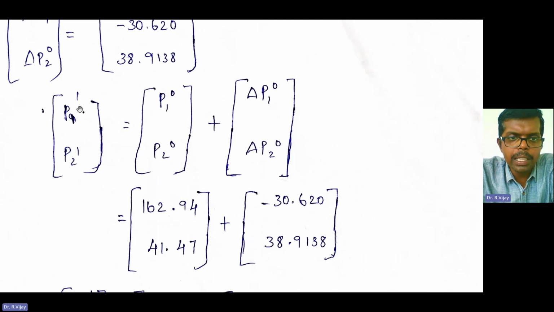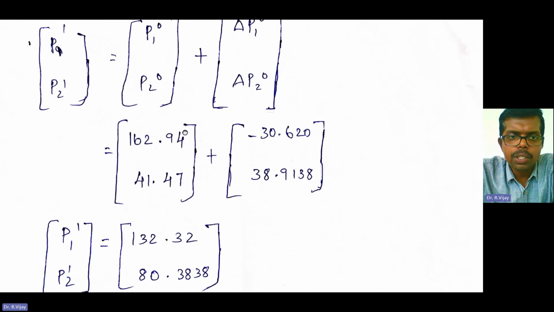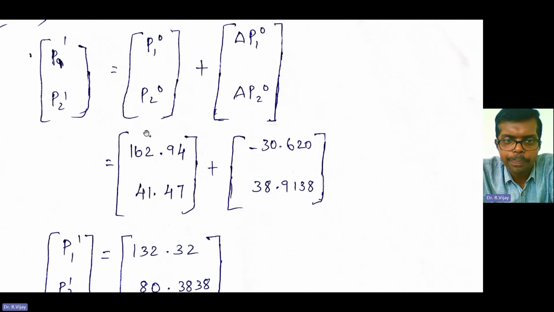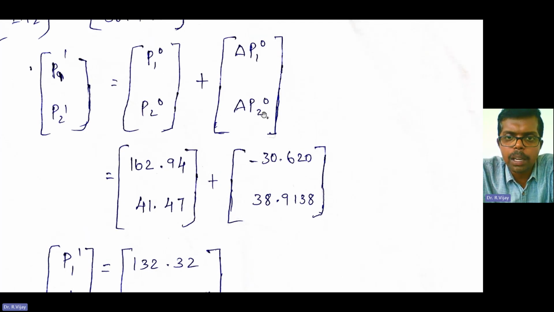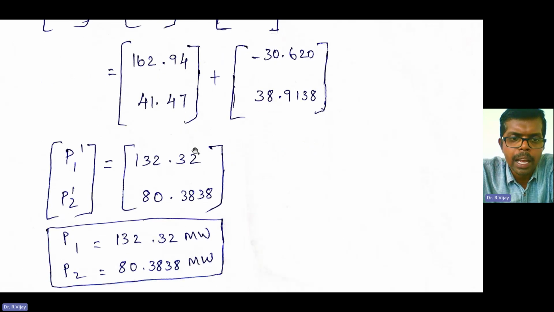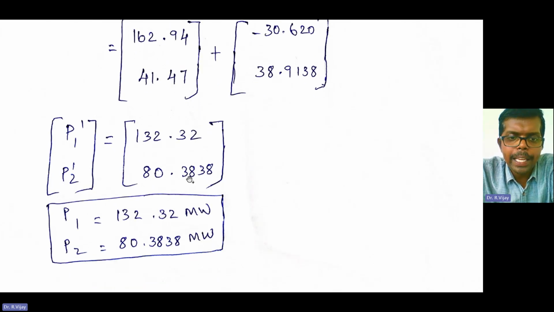So what is P1 dash? The P1 dash and P2 dash matrix is equal to the P1 naught and P2 naught matrix plus the change, del P1 naught and del P2 naught matrix. So you need to substitute these elements and add. P1 naught, P2 naught, del P1 naught and del P2 naught we already calculated. Just substitute and you'll get P1 dash equal to 132.32 megawatt and P2 dash equal to 80.3838 megawatt. So this is for the first iteration.